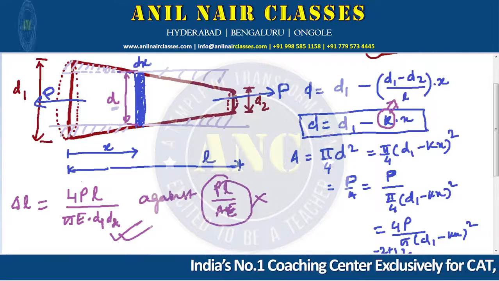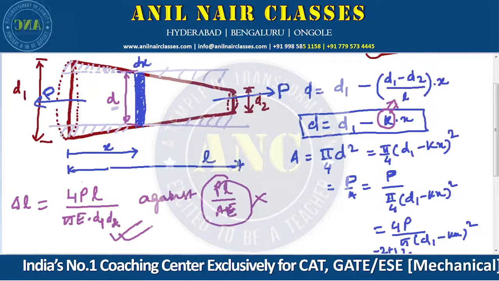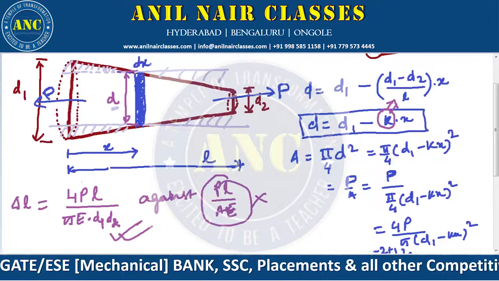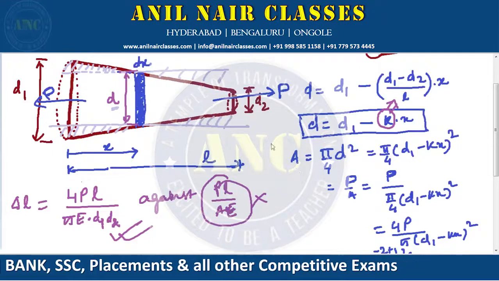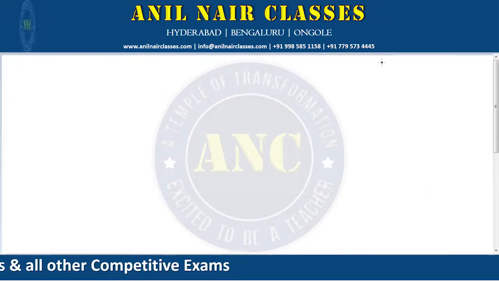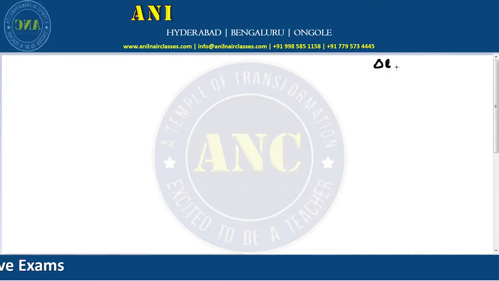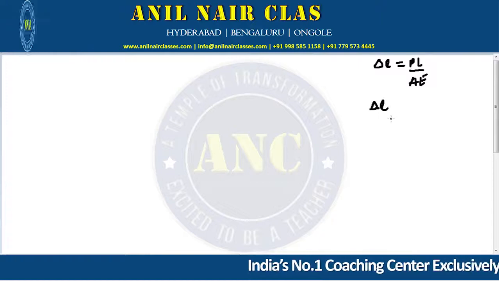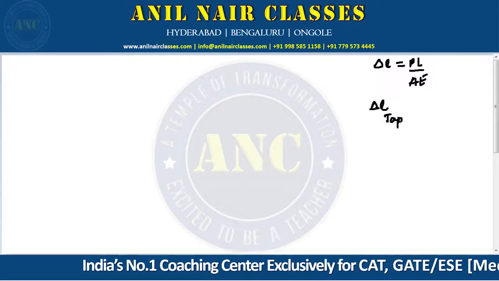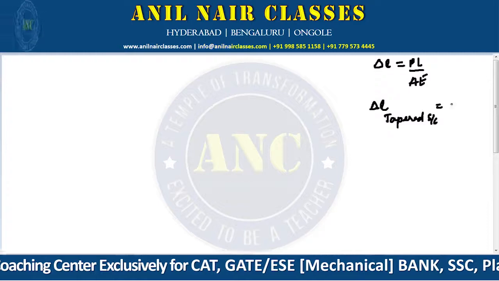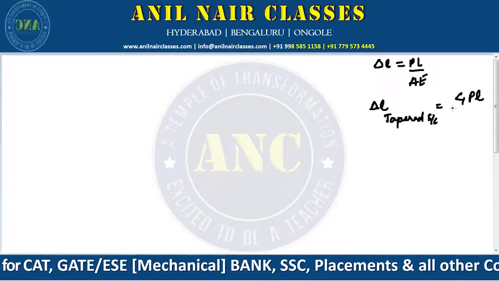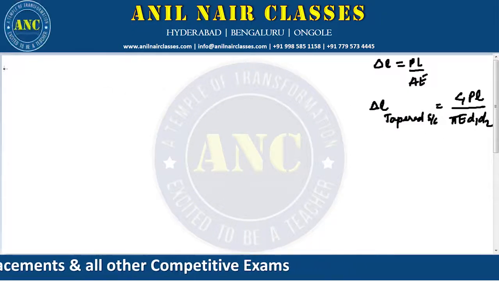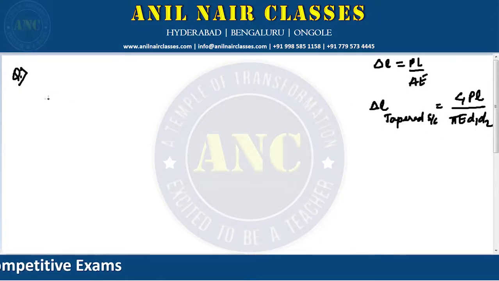To understand this, let me take an example. So till now we have understood two things: change in length in a rectangular or square section is given by PL by AE, whereas change in length in a tapered section is given as 4PL by pi E D1 D2. Okay, now using this, let me take an example.